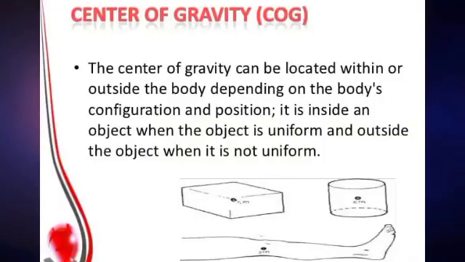Location of center of gravity. The center of gravity can be located within or outside the body, depending on the body's configuration and position. It is inside an object when the object is uniform and outside the object when it is non-uniform. All the particles of an object are equally affected by the gravity of the earth. An object remains stable when it lies in a horizontal position on the earth. An object containing more particles is more attracted when it is lying in the vertical position. This object is either inclined to that side or falls to the ground to that side.